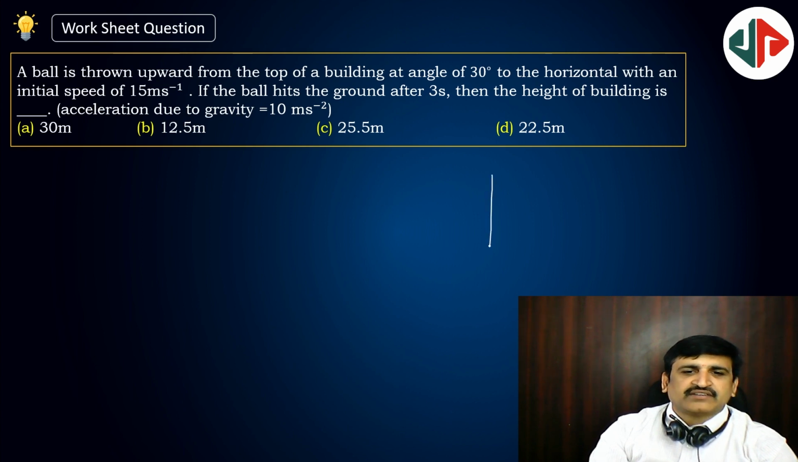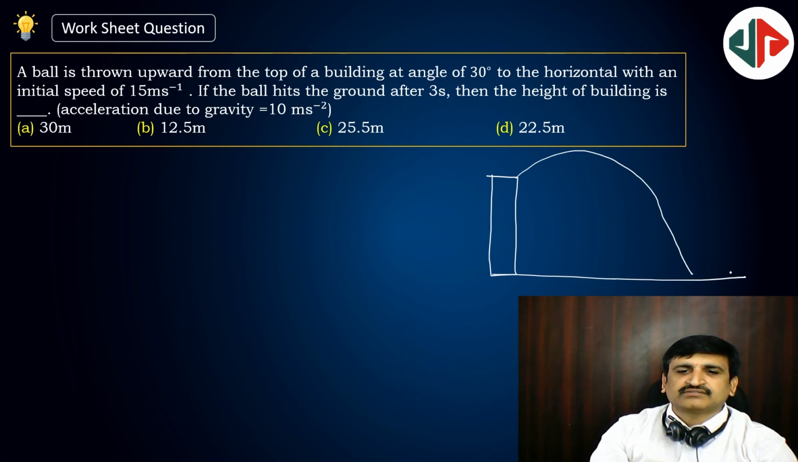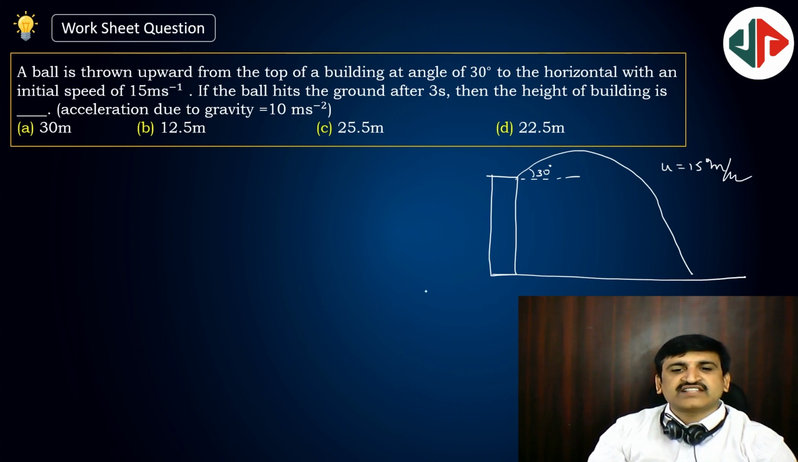Top of a building, projected at 30 degrees with the horizontal. Then it will follow a path like this. A similar problem is there in the textbook, with an initial velocity u equal to 15 meters per second. If the ball hits the ground after 3 seconds, total time taken is equal to 3 seconds.